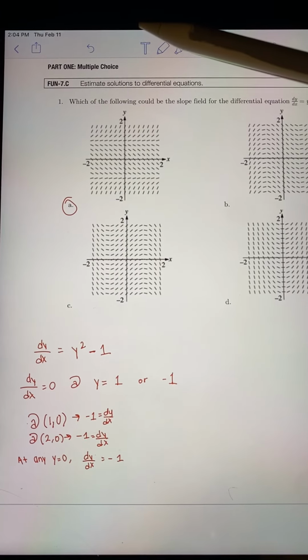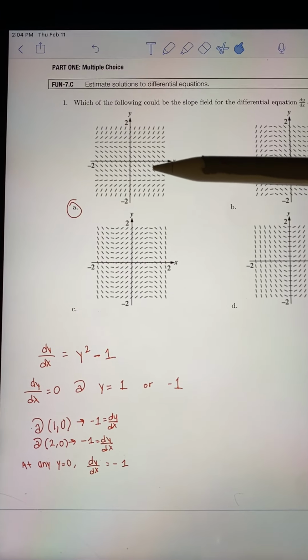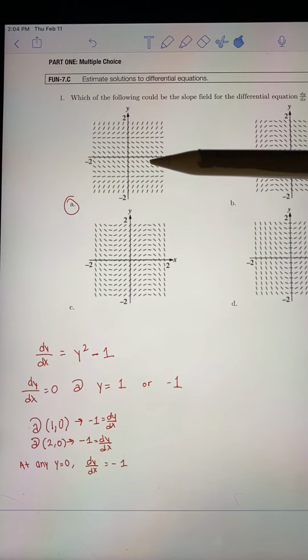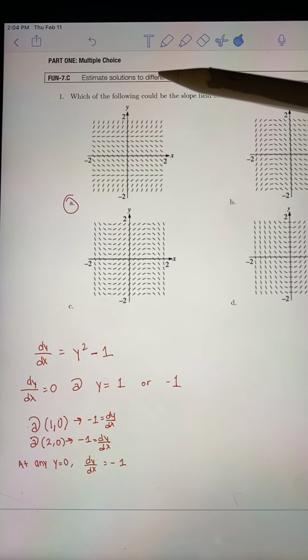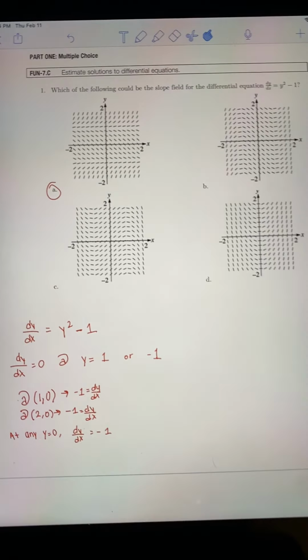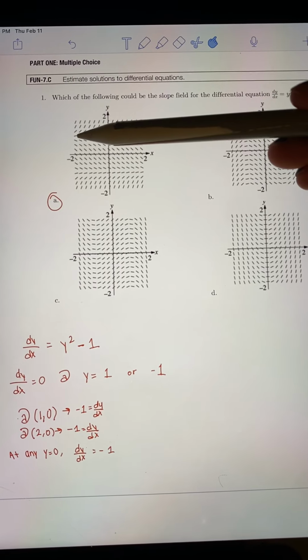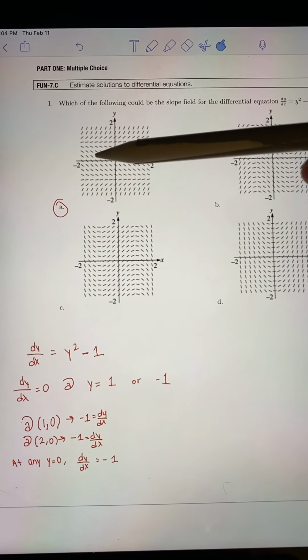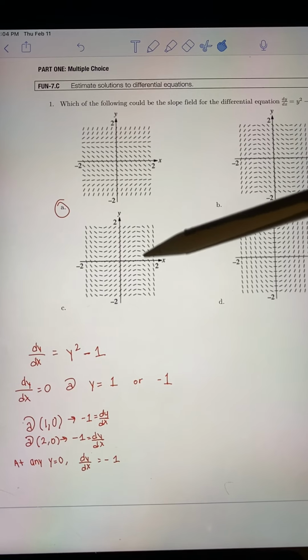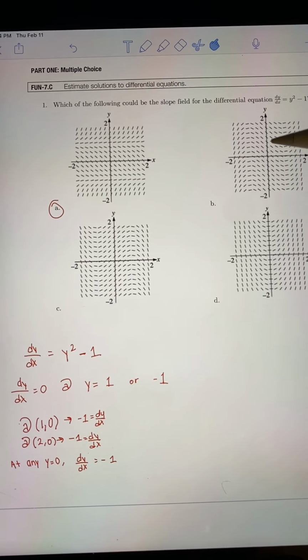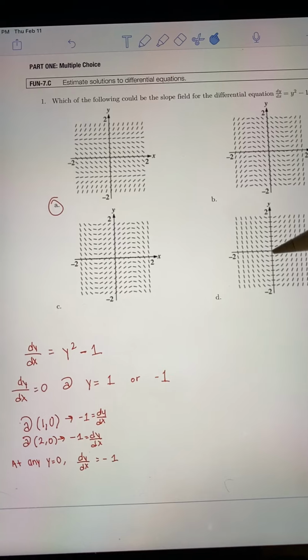I looked at where dy dx would equal 0, so that's at y equals 1 or negative 1, so there would be horizontal lines. So graph A has that right here. You can see all the horizontal lines coming across, but in C, it does not have that, neither does it have it in B or D.